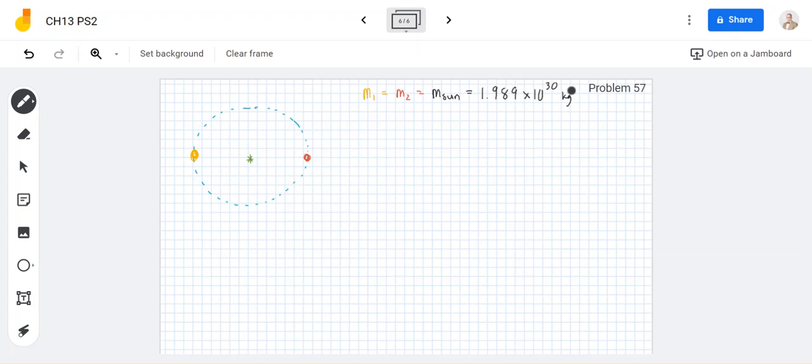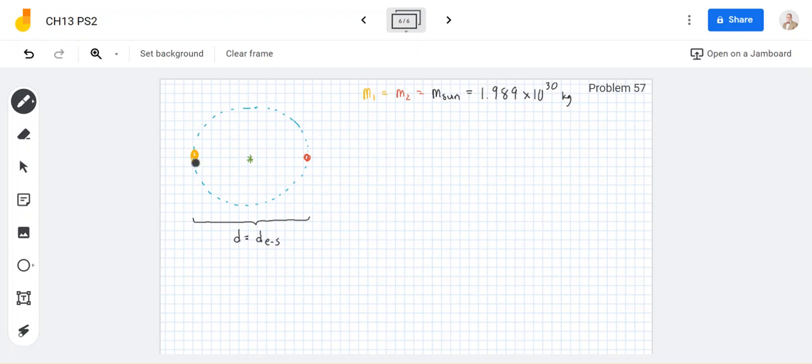The distance between them is the same distance between the Earth and the sun. What is their period of revolution in years? So the distance between them is the same distance as between the Earth and the sun. So this distance here is equal to the Earth-Sun distance.